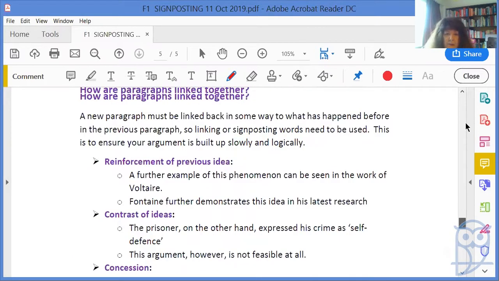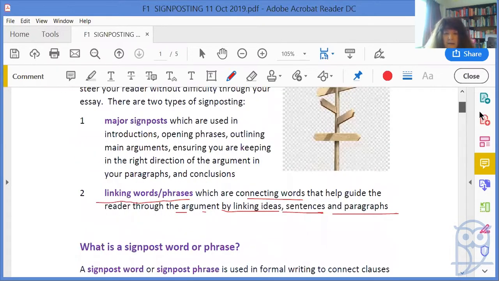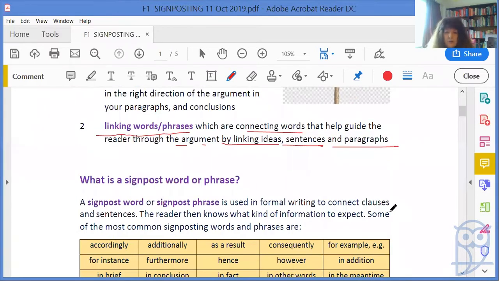Okay, let's go back to the beginning where we were talking about signposting. Right, what is a signpost word or phrase? What does it actually mean? A signpost word or phrase is used in formal writing to connect clauses and sentences, just so the reader then knows what kind of information to expect.